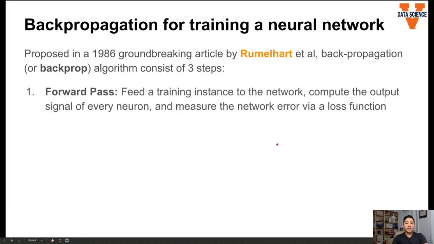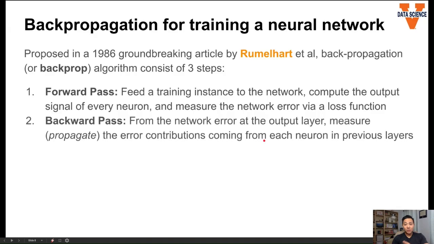Forward pass is when you're feeding an instance to the network, and then you pass the signal through the network from the input layer to the hidden layer to the output layer, and you calculate the output for every neuron, and then measure the errors at the end of the output layer using the loss function. After that, you're going to pass the signal backward from the error in the output. You're going to measure or propagate the error contribution back to every single neuron in the previous layers. And during this pass back, as you will see in the next few slides, the error would contribute to different parameters in the network.